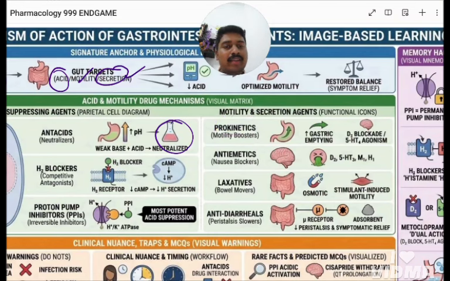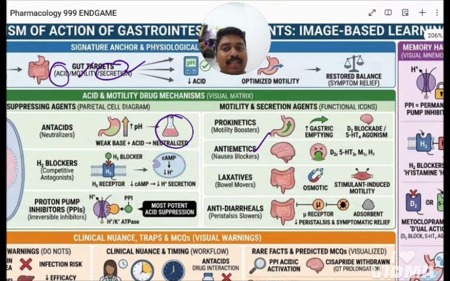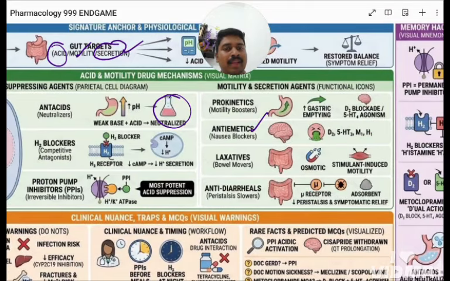What are prokinetics? Prokinetics increase gastric emptying into the intestine. The mechanism is D2 blockade, that is in the brain, and one more is 5-HT4 agonism. These are serotonin receptors. So these two mechanisms are involved in gastric emptying: D2 blockade and 5-HT4 agonism, not antagonism. Next is antiemetics, which act on dopamine receptors, serotonin receptors, and muscarinic and H1 receptors. You don't need to go into detail.